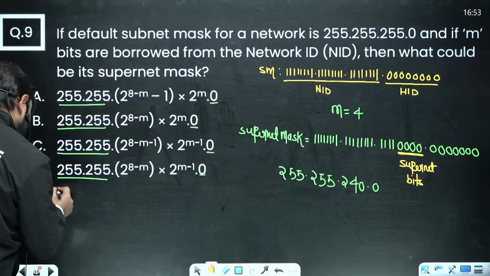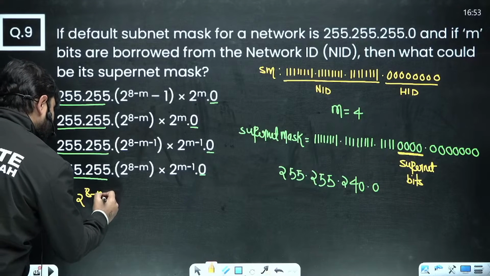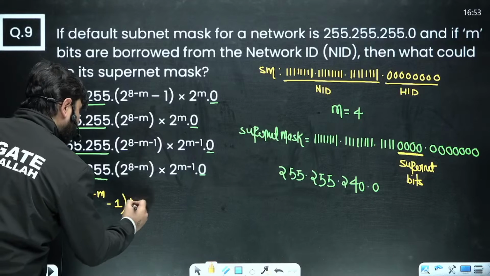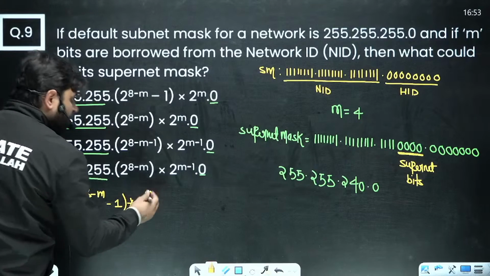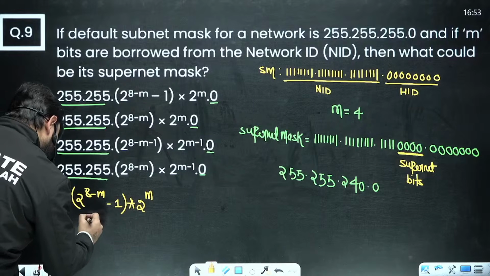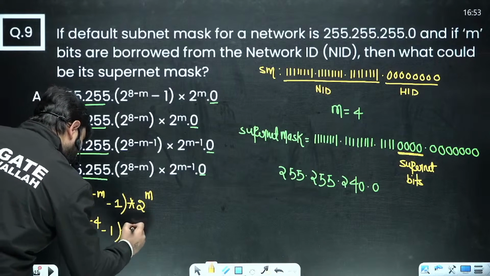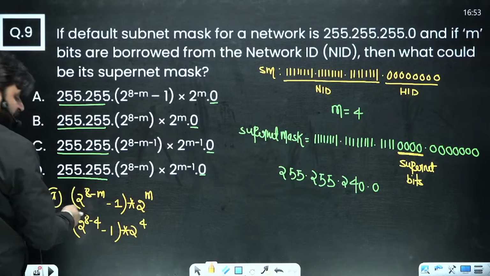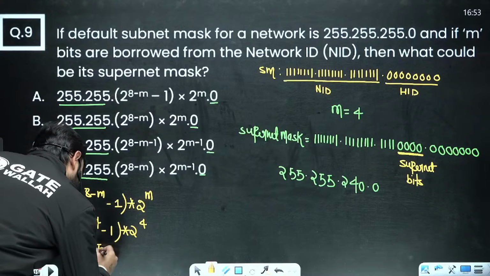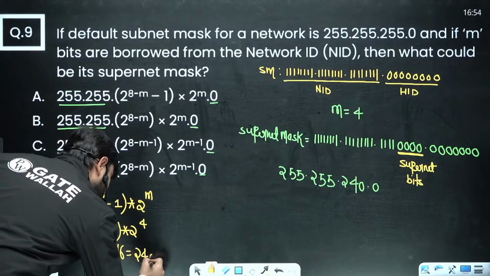Option A says 2 power 8 minus m, minus 1, into 2 power m. The m value we have is 4. So 2 power 8 minus 4, minus 1, into 2 power 4. 2 power 4 is 16, 16 minus 1 is 15, 15 into 16 is 240.